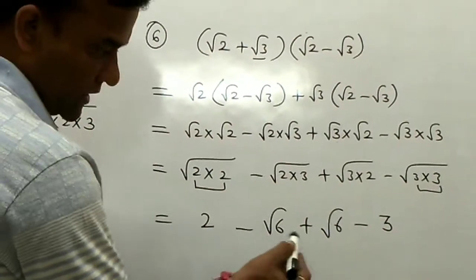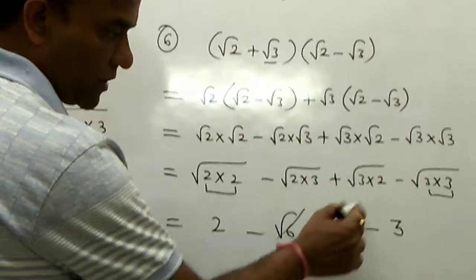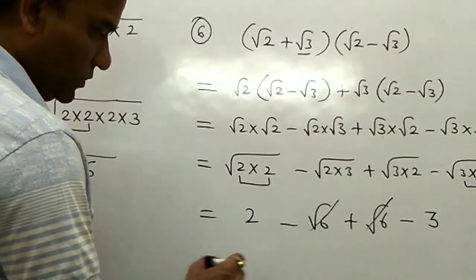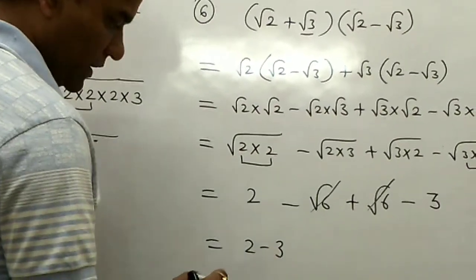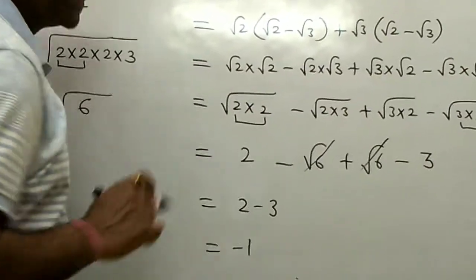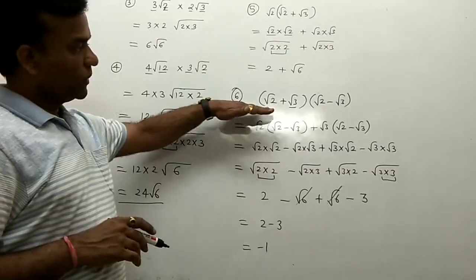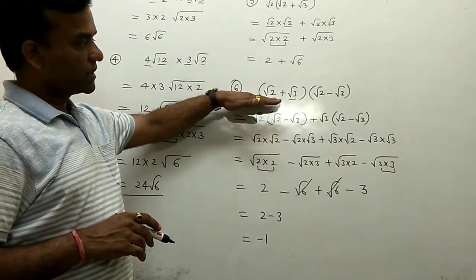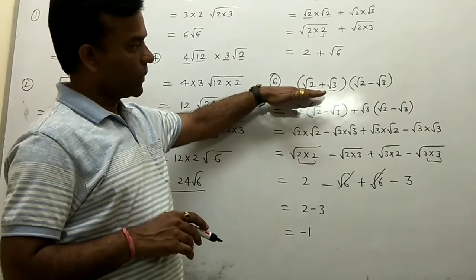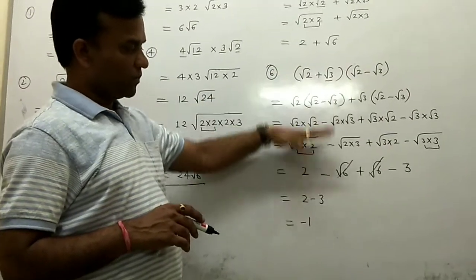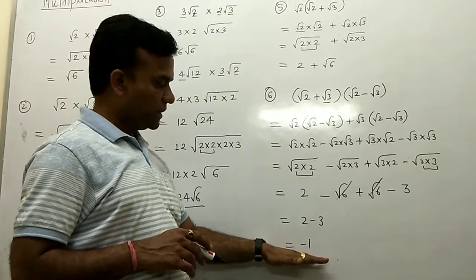But these two terms have alternate signs, so they cancel out. And now the rest of the terms are 2 minus 3, so your answer is minus 1. Okay. So you have the two brackets in the form of rational numbers in pairs. You multiply, you simplify, and then you get the answer as minus 1.